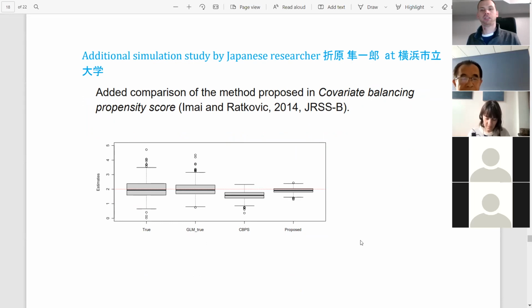So this is their method, and this is the true value. This method does reduce the variation considerably, but unfortunately, we observe a pretty substantial bias here. So this is our proposed method. We have a lower variation, but in fact, very little bias.